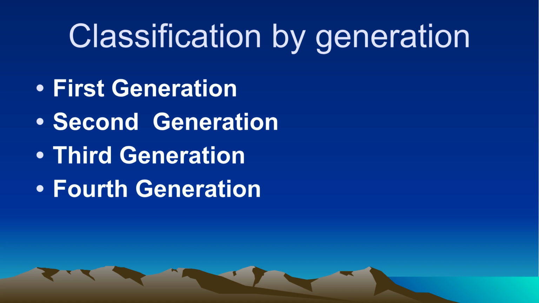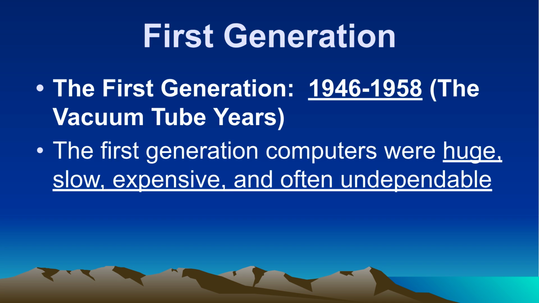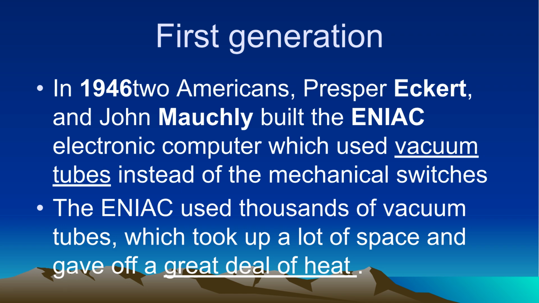The generations of computers are defined by the technology used, ranging from first generation to fourth generation. The first generation, from 1946 to 1958, utilized vacuum tubes. These computers were large, slow, expensive, and often unreliable. In 1946, the ENIAC, an early electronic computer, used thousands of vacuum tubes, generating significant heat and requiring much space.